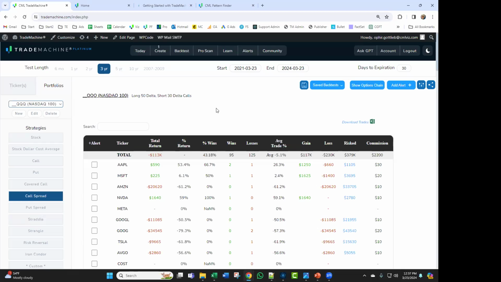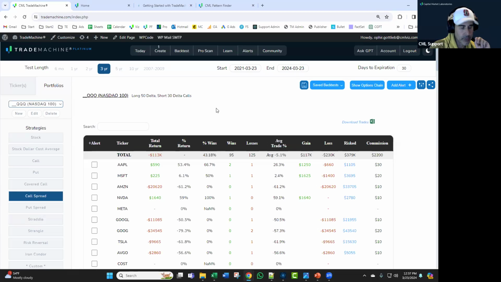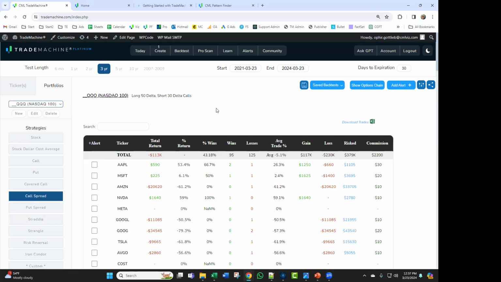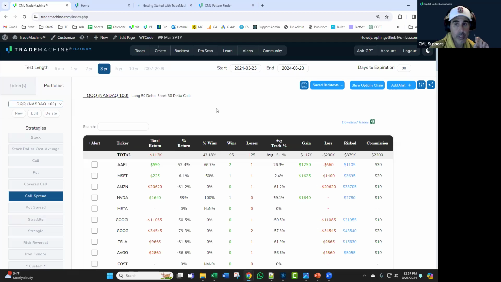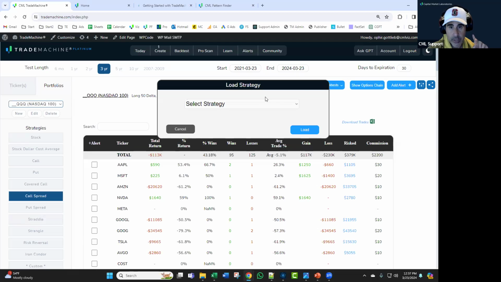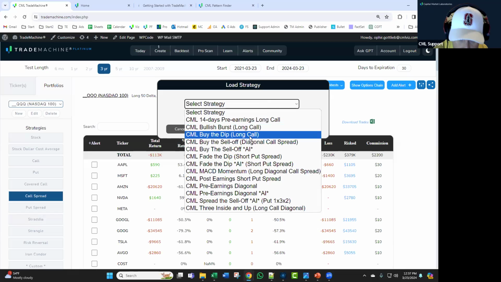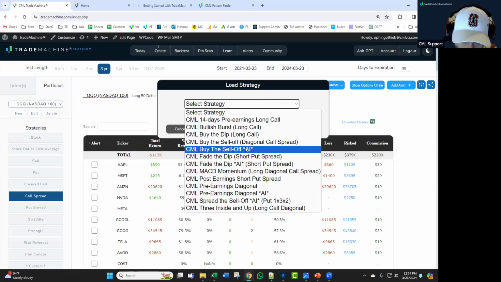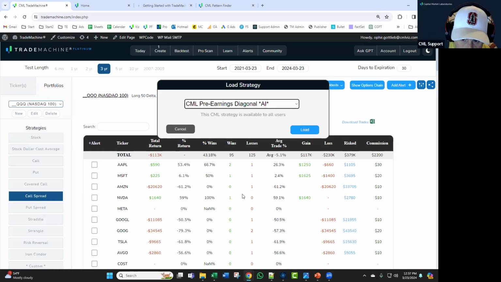We already answered this one. It's about the kurtosis skew. The question: are kurtosis and asymmetry below 0 usually the best option when adding AI to backtests that don't have it? No, it depends what market you're in. So the pre-earnings diagonal with AI is a bullish setup, because the stock is already above the 50-day moving average. Let me pull this up.